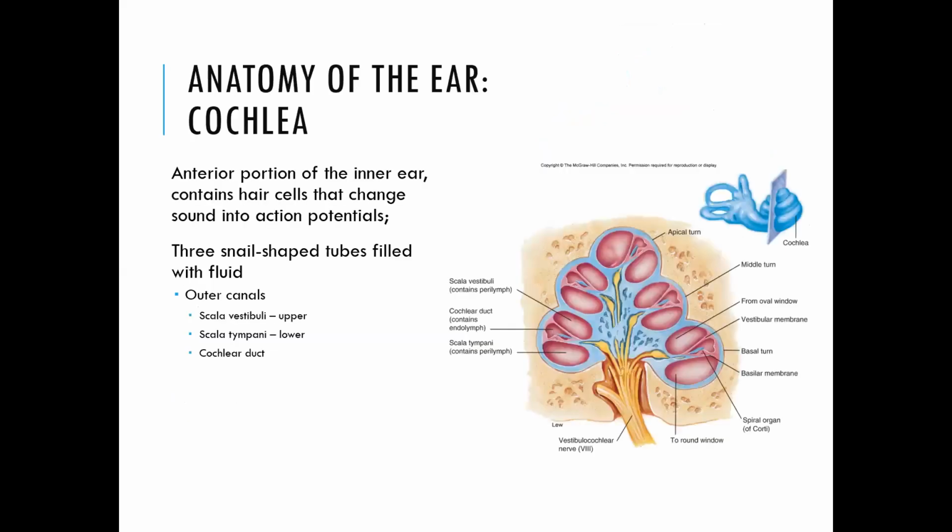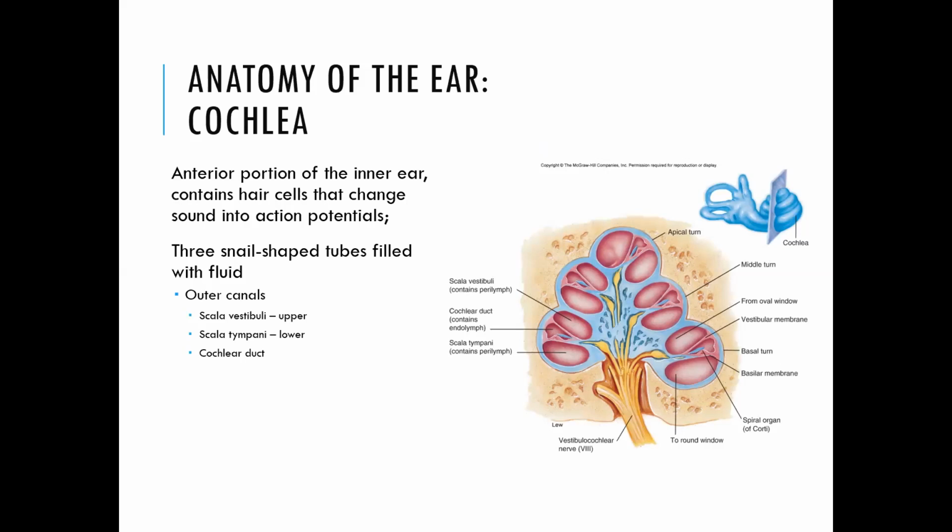So what's your cochlea? Your cochlea is very important. It is responsible for how we hear things. It's the specific region of your ear that is responsible for generating sound, right? So it's located in the anterior portion of the inner ear. You also have hair cells that are present there that change your sound waves into action potentials. So it is in this region that the sound waves are going to now generate an action potential in those specific nerves or neurons that are responsible for hearing.